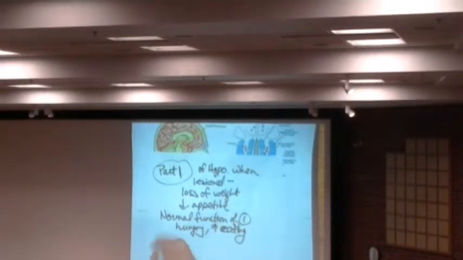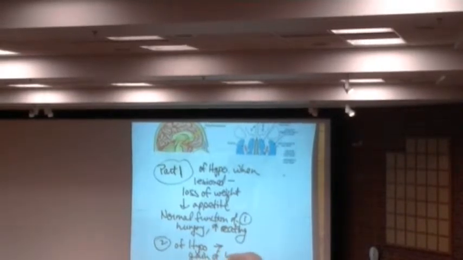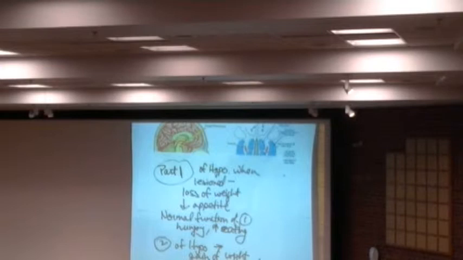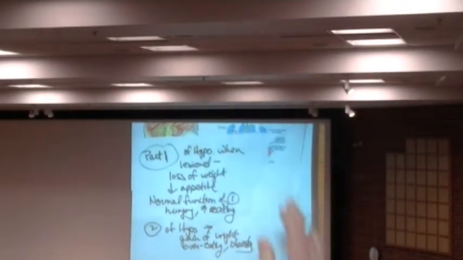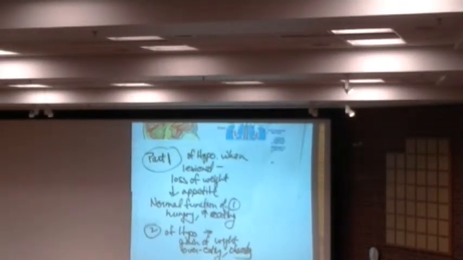Okay? There's a second part of the hypothalamus, which has just the opposite. When that part is lesioned, you get gain of weight, overeating, obesity. Damage to one small part of the brain could produce obesity.